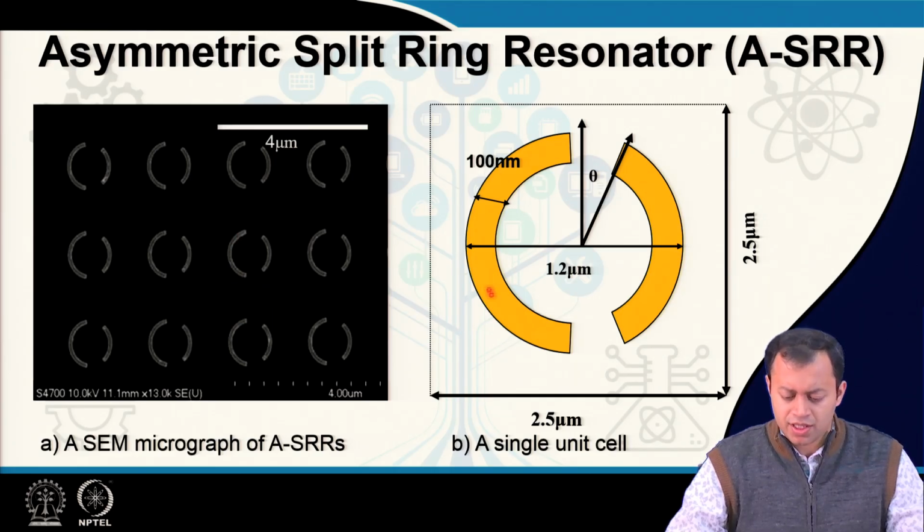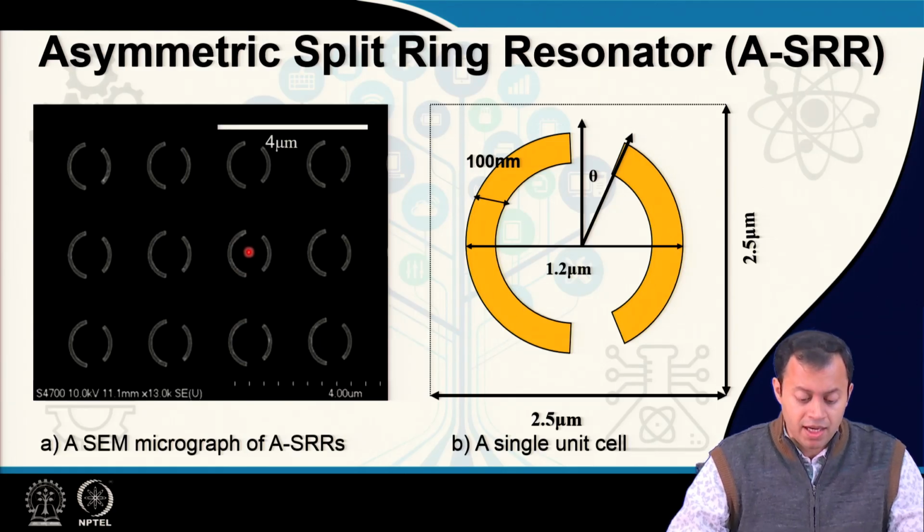Asymmetric split ring resonators are two C-shaped metallic structures. They share the same center of curvature, but they have asymmetric arc length. So, this is a left hand arc, this is a right hand arc, and there is a gap between them. The length of the right hand arc and the length of the left hand arc are dissimilar. However, they have the same center of curvature. They have the same center. The arcs have the same center.